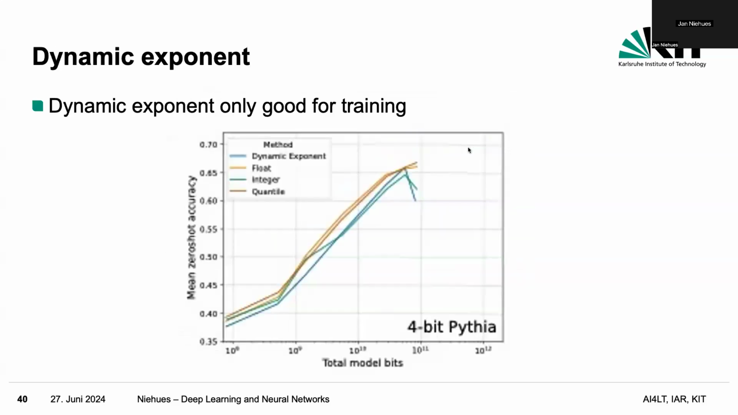Then you can also compare different types of representation. And here is the quantile, the floating integers, and dynamic exponent. And you see, for example, the dynamic exponent works very well for training, but for inference, it's not as good. And here the orange and yellow one, the quantile and the float representation, were performing, yeah, the best.